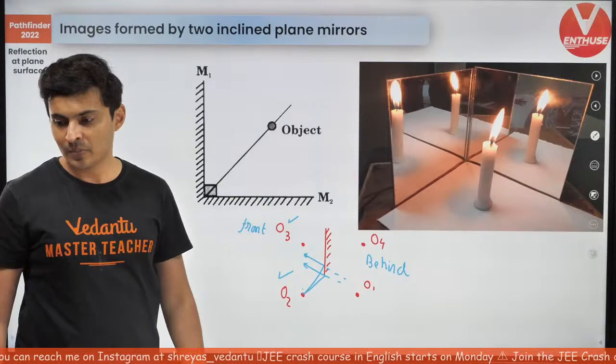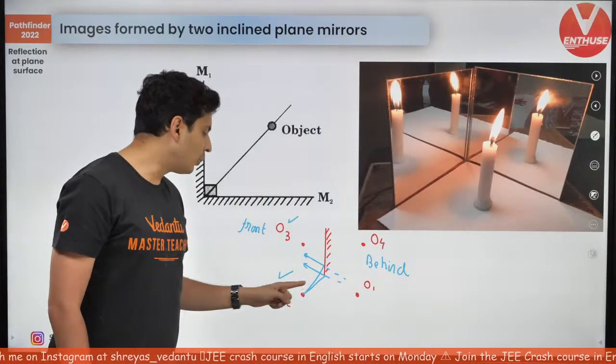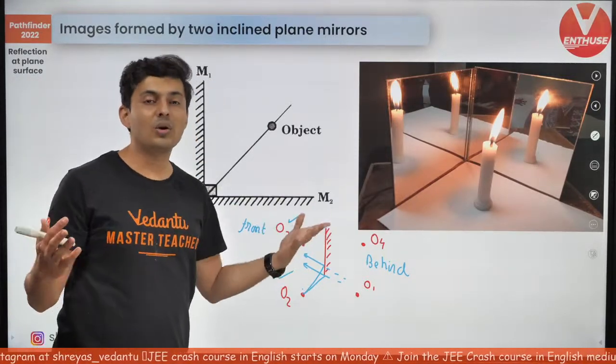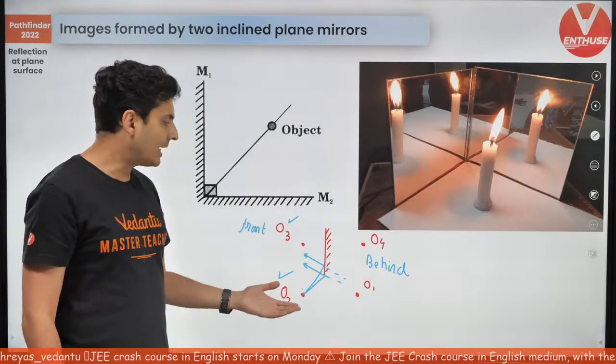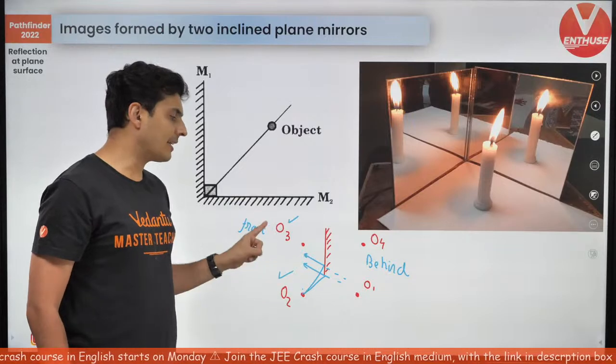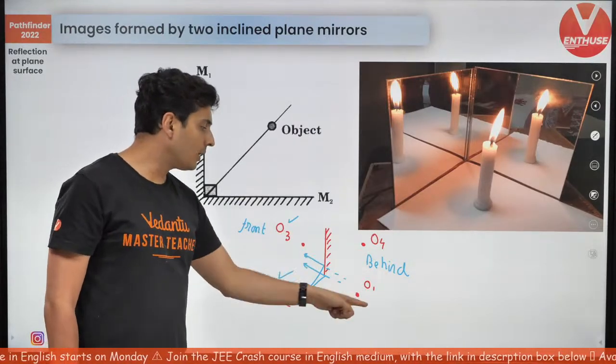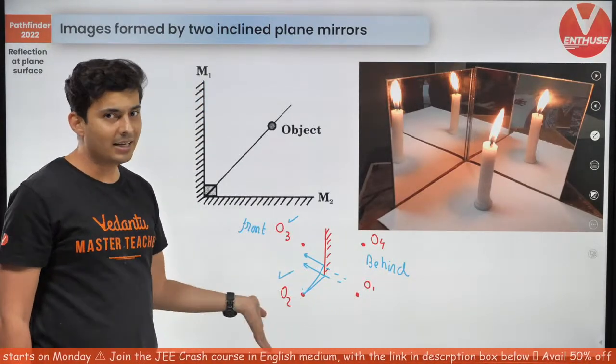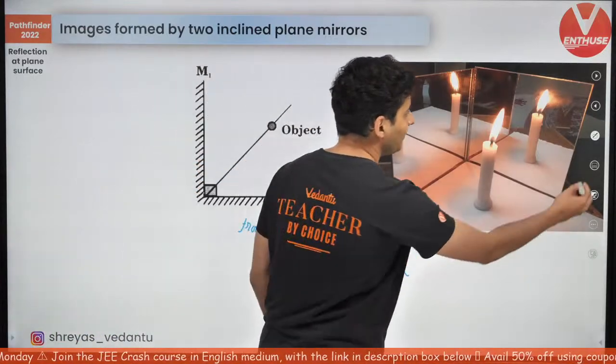Everybody agrees? So Anish, the question was, out of O1, O2, O3, O4, which objects can produce image? The answer was O2 and O3 because they are in front of the mirror. The rays can get reflected. O1 and O4, the rays will not be able to get reflected. They are behind it. Fair enough.